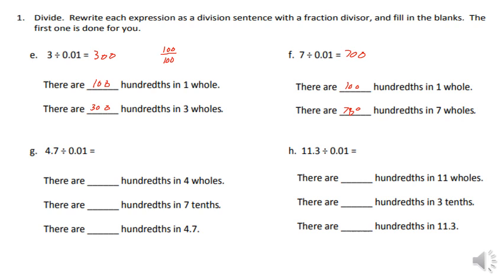On G, we're going back to a mixed number again. So it says 4, how many hundredths in 4 wholes? Well, we know there's 100 hundredths in one whole, so it's going to be 4 times as many, so it's 400. And as far as tenths, we're looking for hundredths, so I'm going to place a 0 here, and I can see there's 70 hundredths in 7 tenths. So that means we'd have 470 hundredths in 4.7.